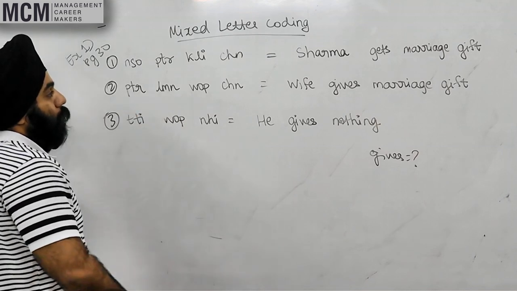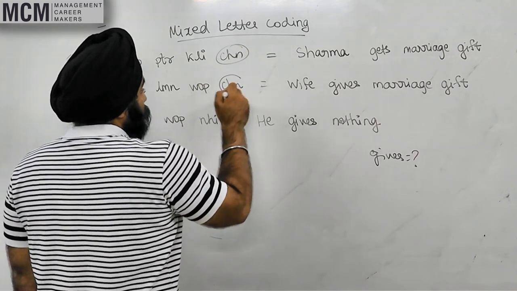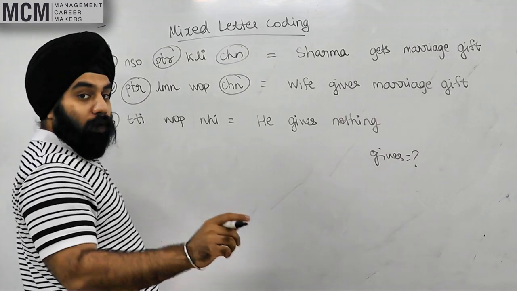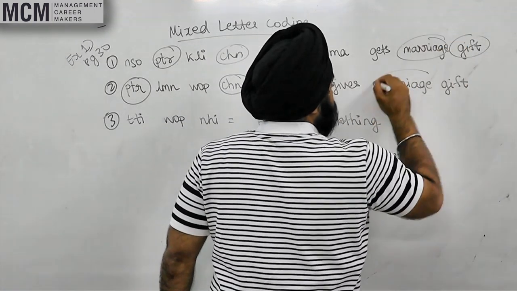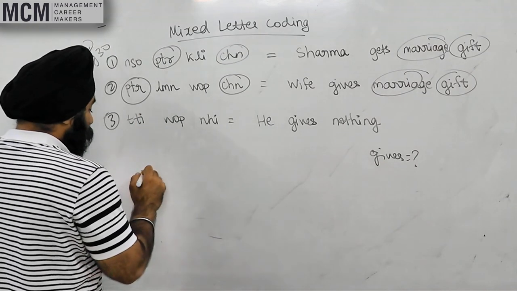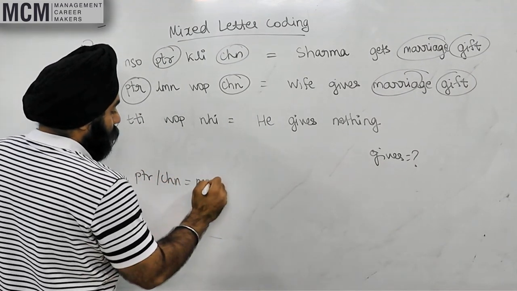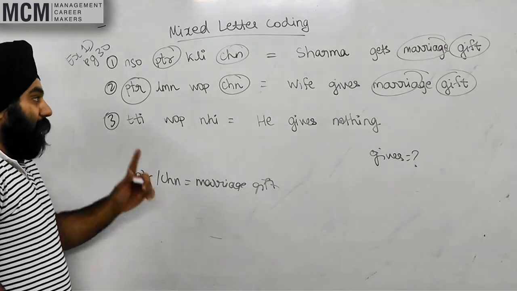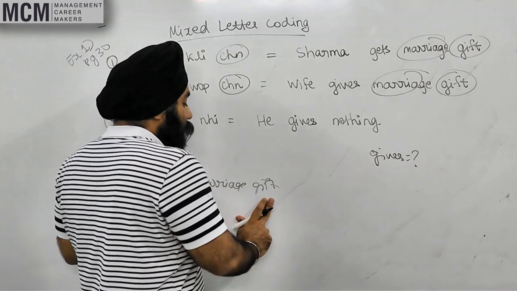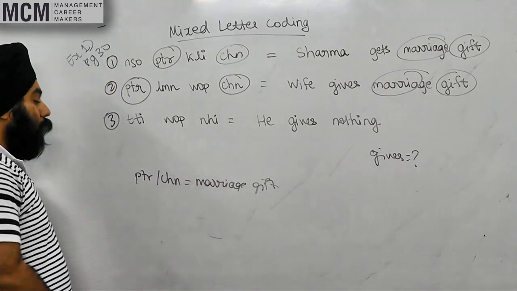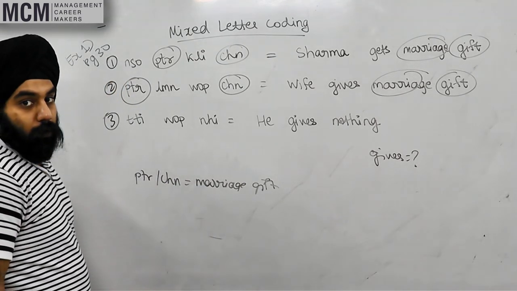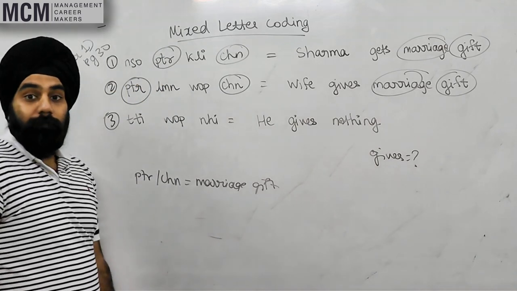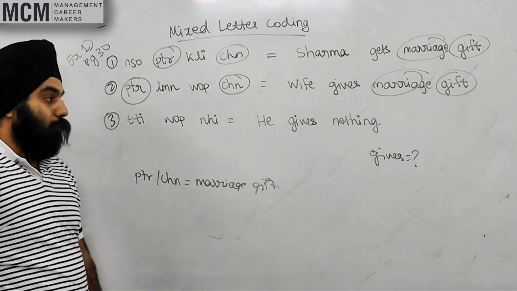And what two are common over here? You have CHN, PTR. So you know for a fact that PTR and CHN stand for marriage, gift. Now again, you can't definitely say that CHN stands for marriage or CHN stands for gift, or PTR definitely stands for marriage, no. You don't know which stands for which, but you know definitely these two stand for marriage and gift. That's what you got from comparing 1 and 2.